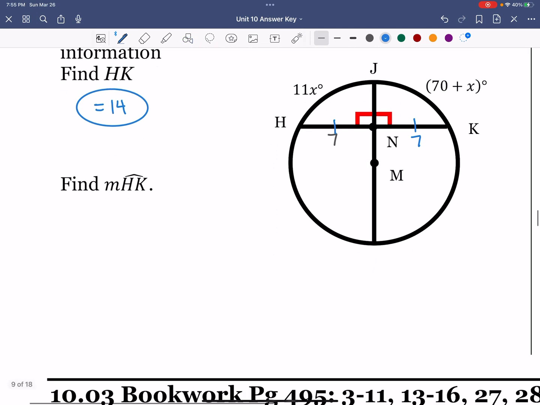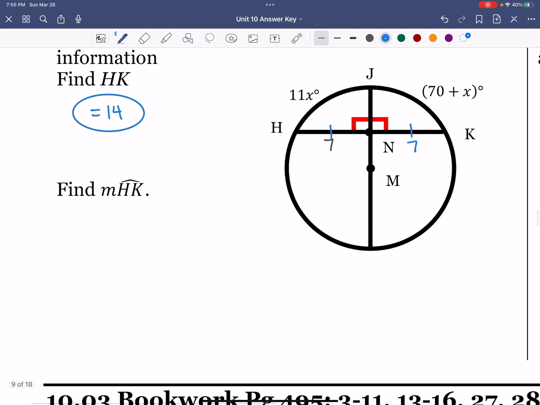So the next part of this is my arc. Because it's a diameter, a perpendicular bisector of a chord, I also know that the arcs are congruent as well. Meaning to solve for x, all I have to say is 11x is equal to 70 plus x. When I subtract x from both sides, I get 10x equals 70, and x will equal 7.